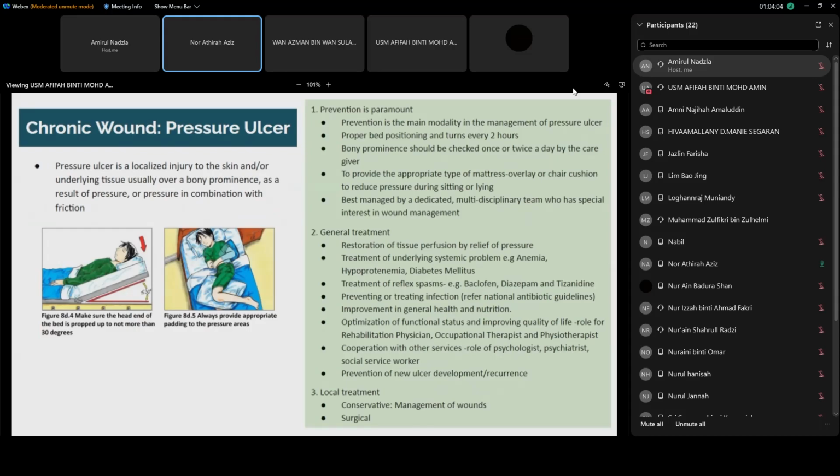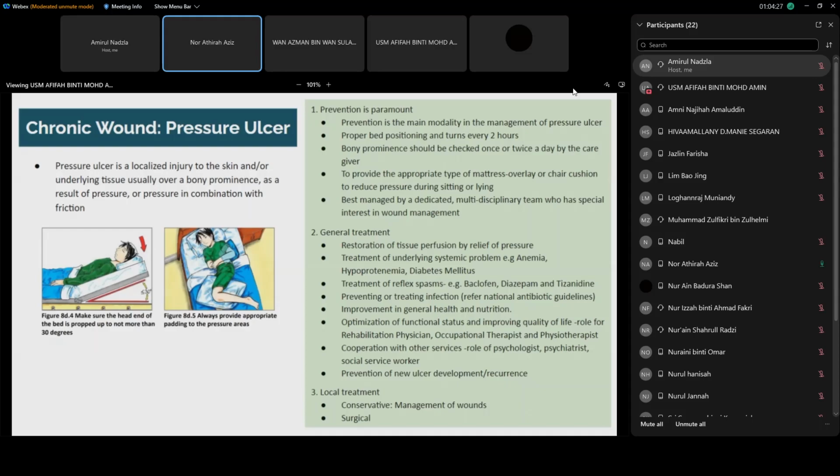Okay, next is pressure ulcer. So pressure ulcer is a localized injury to the skin or underlying tissue, usually over a bony prominence as a result of pressure in combination with friction. So for the prevention, the prevention is the main modality in the management of pressure ulcer.